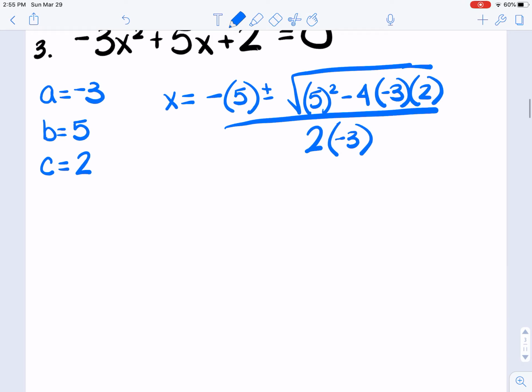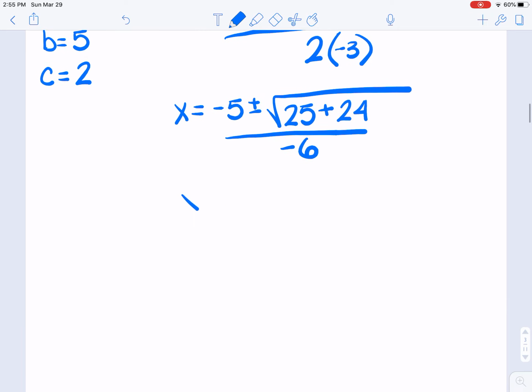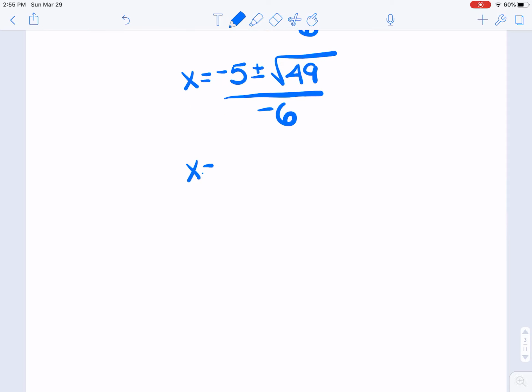All right, I'm going to clean this up. So I have x equals negative 5 plus or minus the square root of 25. Because there's a double negative, it's going to become positive, and that is 24. 4 times 3 times 2 is 24, divided by negative 6. X equals negative 5 plus or minus the square root of 49 over negative 6. X equals negative 5 plus or minus 7, all divided by negative 6.